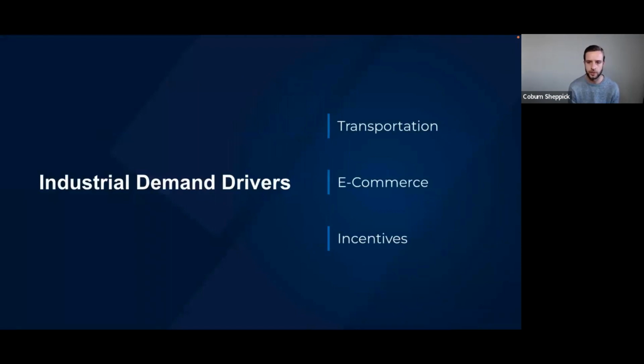Again, transportation is a big deal, right? Accessibility. And if shipping becomes so expensive, that can hurt industrial demand, for example. The big one that a lot of people know of is e-commerce. And retail is still a very strong asset class, and we'll get into that later. But e-commerce is really driving the growth in this sector.